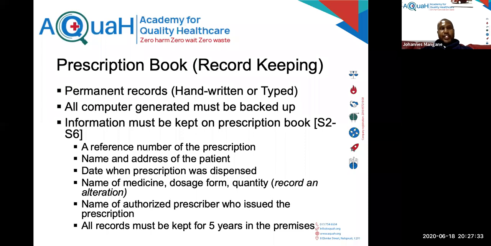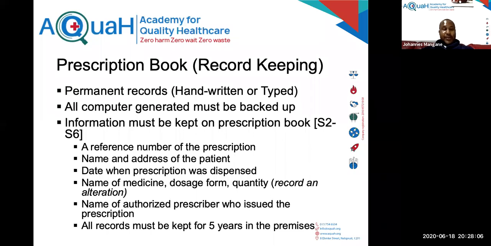So there you will need to be able to record such differences, so that if there are any queries around the therapeutic outcome that the patient is getting, you can go back and check whether you gave the right dosage form, like the previous proprietary medication. Obviously, the name of the prescriber who has written the prescription is very important here. So that needs to be recorded in the prescription book.